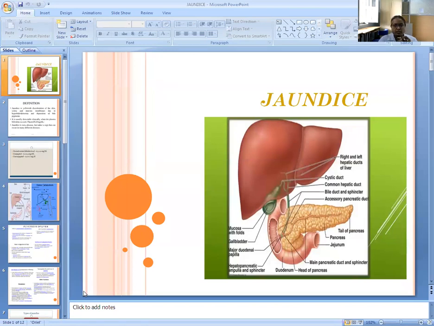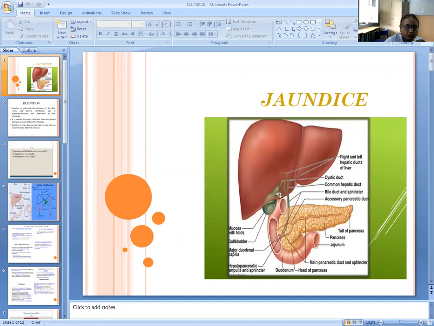So we are mainly concerned with the liver. Jaundice means we are mainly concerned with the liver. So this is your liver, having two main lobes, right and left, plus two other lobes, the caudate and quadrate lobe. That means a total of 4 lobes. Your liver has a dual blood supply from the portal vein as well as from the hepatic artery. So the liver has a rich blood supply from the portal vein as well as the hepatic artery. That is called dual blood supply.